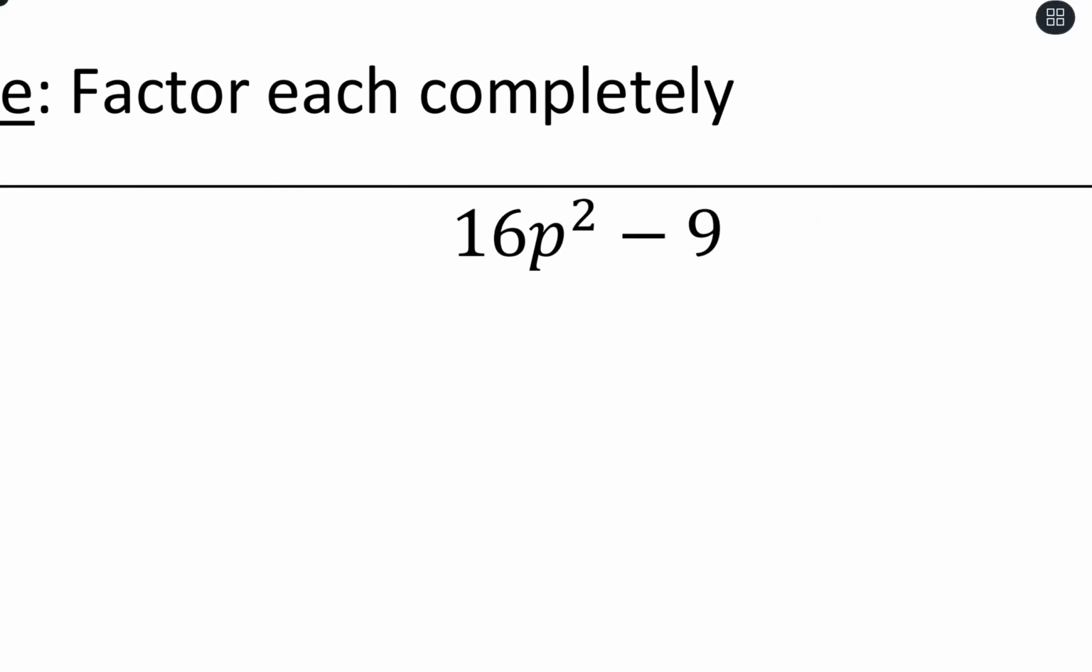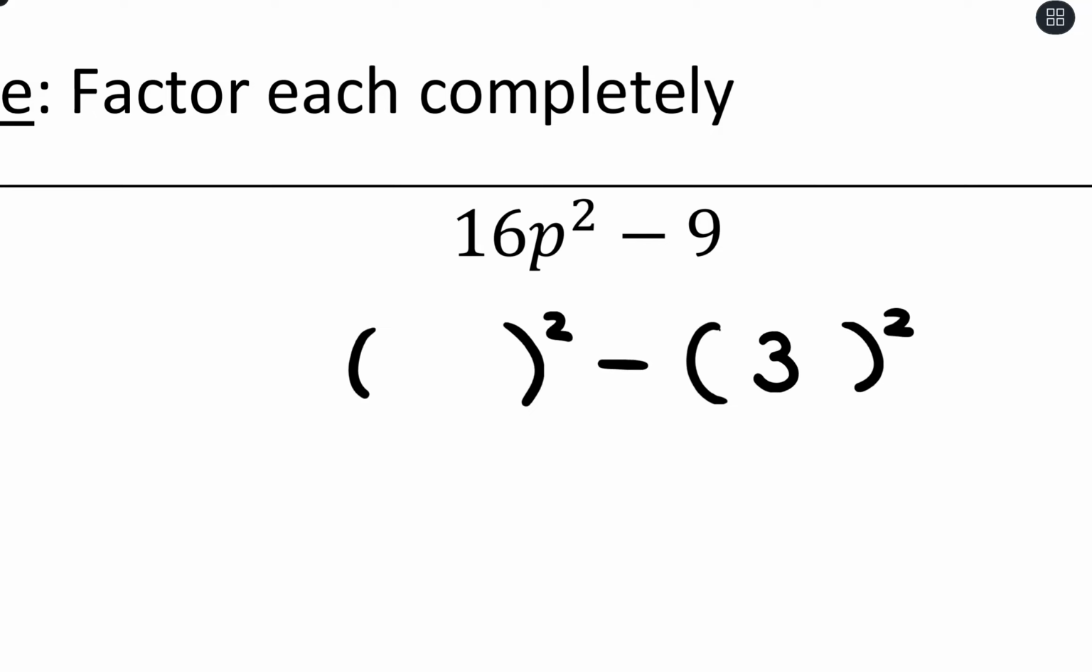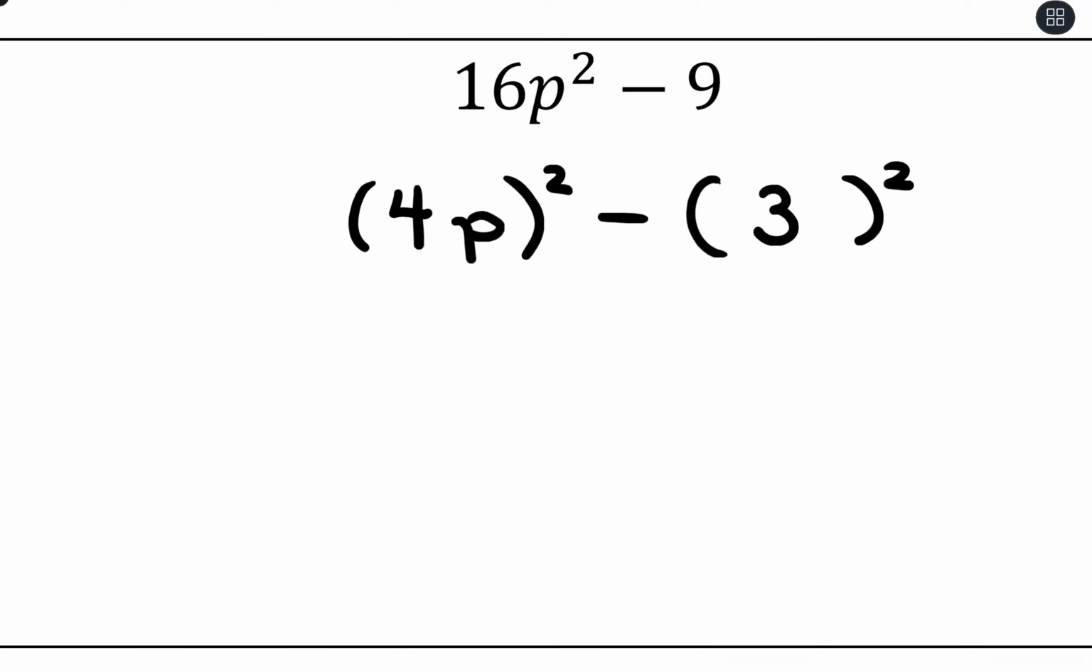So what I'm seeing here is we have two terms, and I want to see if I can re-express this as something squared minus something squared. Now 9 I know is equal to 3 squared. With 16 I know that comes from 4 squared, and then p squared comes from just taking a single p squared.